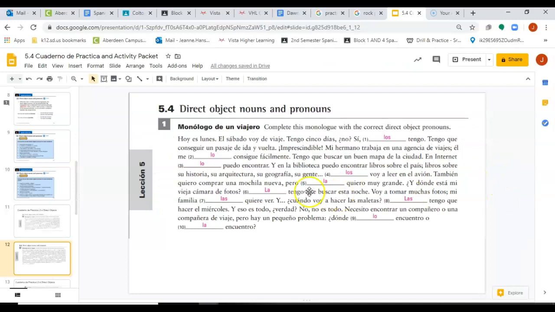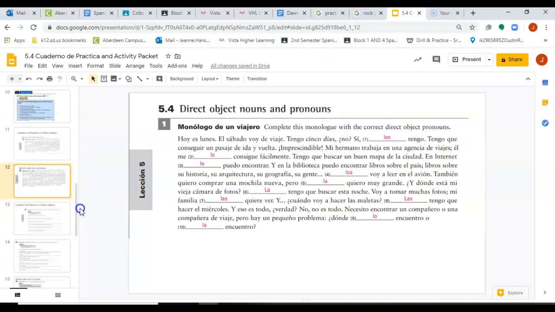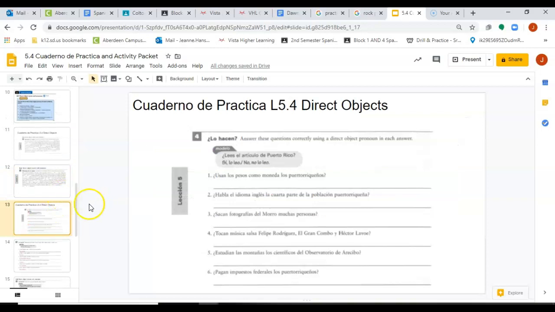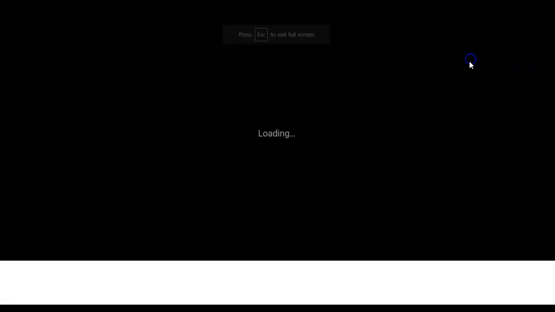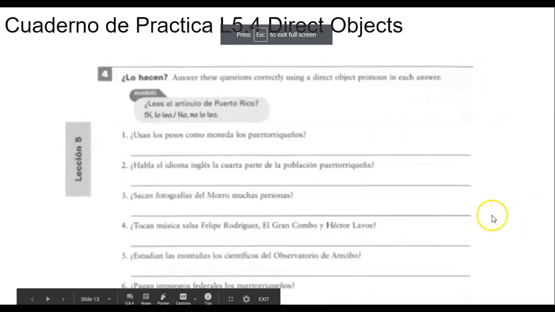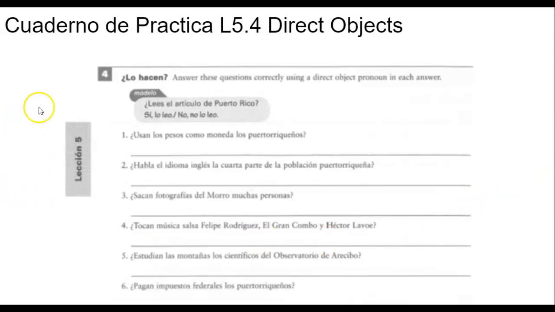Okay, next slide then is the opening to Cuaderno de Práctica, and I'll make it bigger for you. So again, I'm so sorry, it's hard to see, but there it is for you. So answer those. Take a look, answer these questions correctly using a direct object pronoun in each answer. So the model says, lees el... ooh, that's a hard one to say.